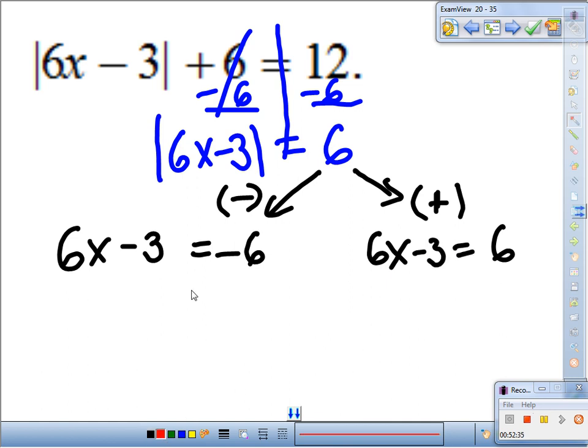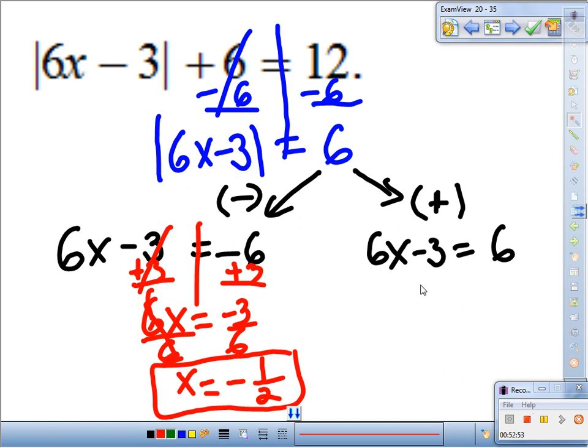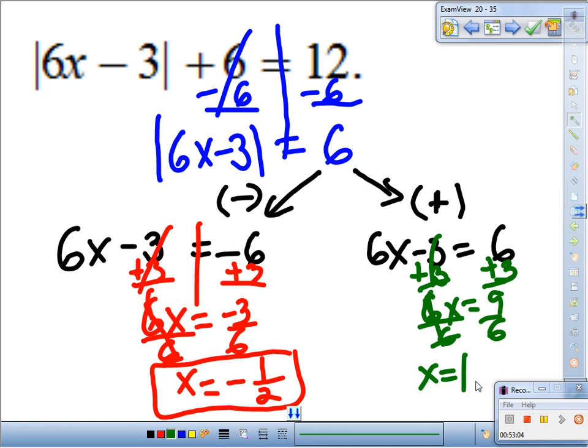And let's solve. I'm going to solve this one in red. Plus 3 plus 3. We end up with 6x equals negative 3. Divide by 6, divide by 6. X equals negative 1/2. We go to this one over here. Plus 3 plus 3. 6x equals 9. Divide by 6, divide by 6. X equals 1 and 1/2. Are we there so far? Yeah. All right, let's graph this.